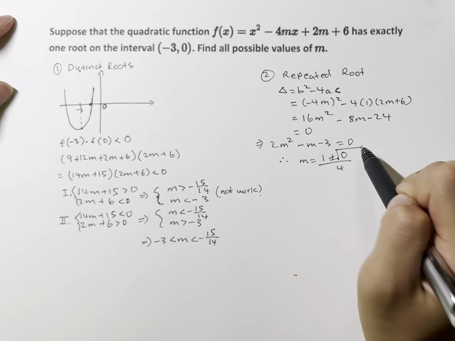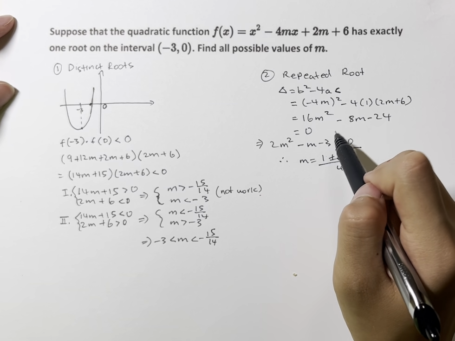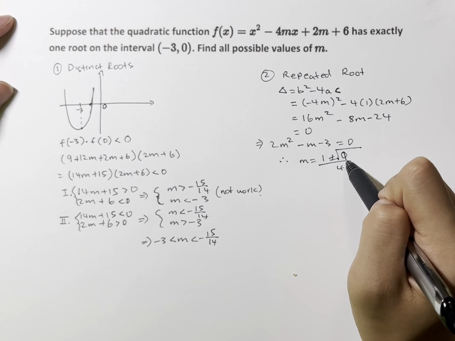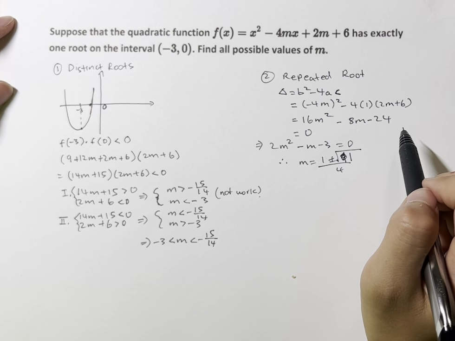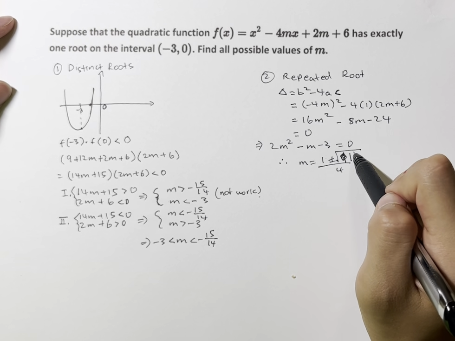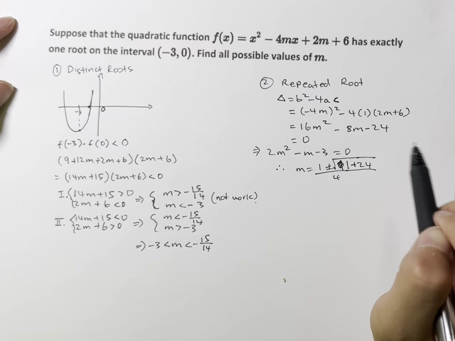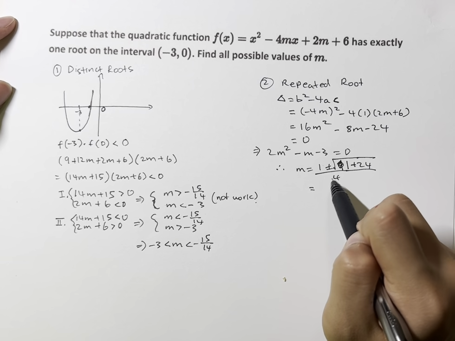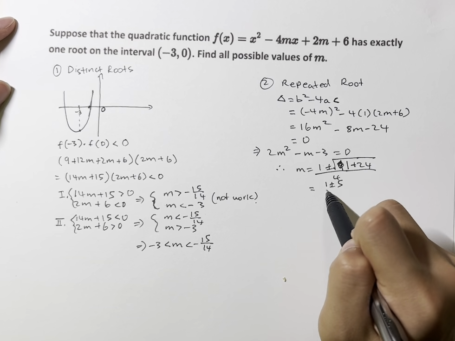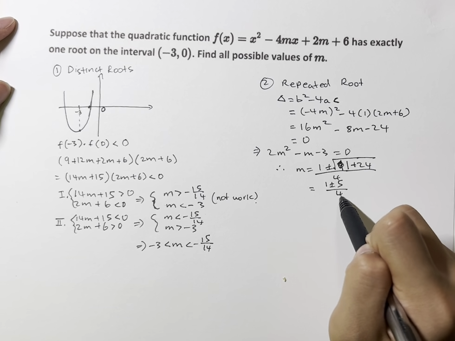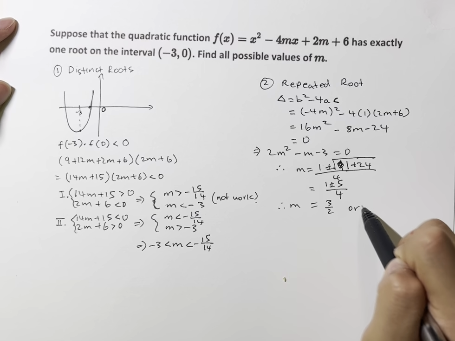By the quadratic formula, m equals 1 plus or minus the square root of 1 plus 4 times 2 times 3, so 1 plus 24, which is 25, all over 4. We get 1 plus or minus 5 over 4, which equals 3/2, or m equals -1.